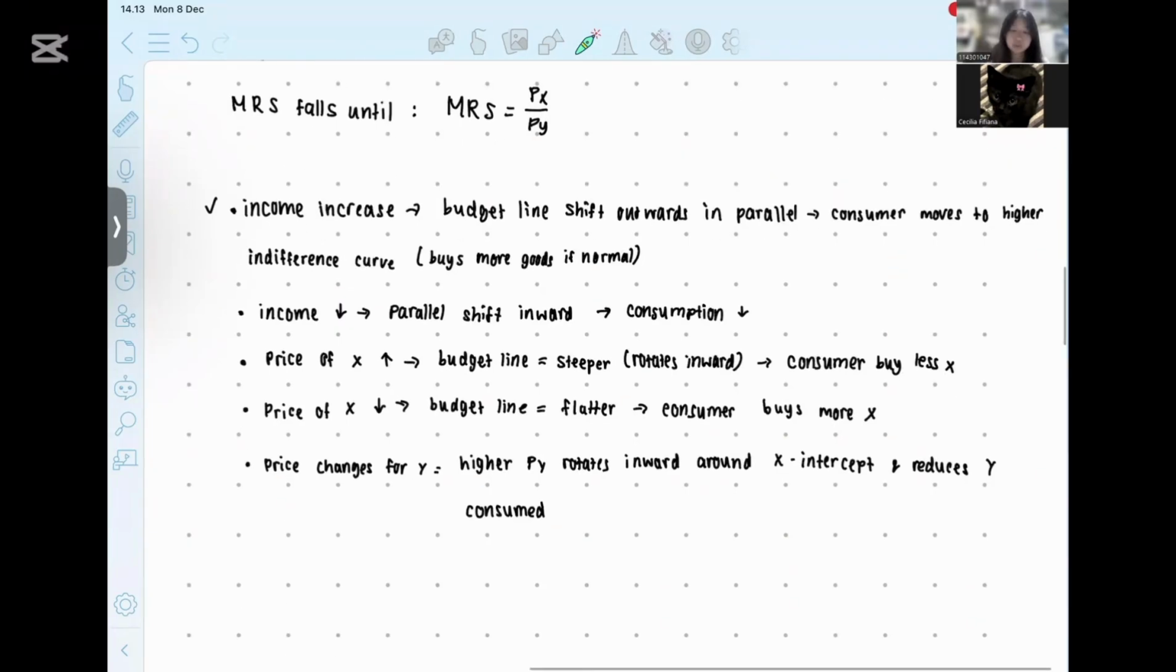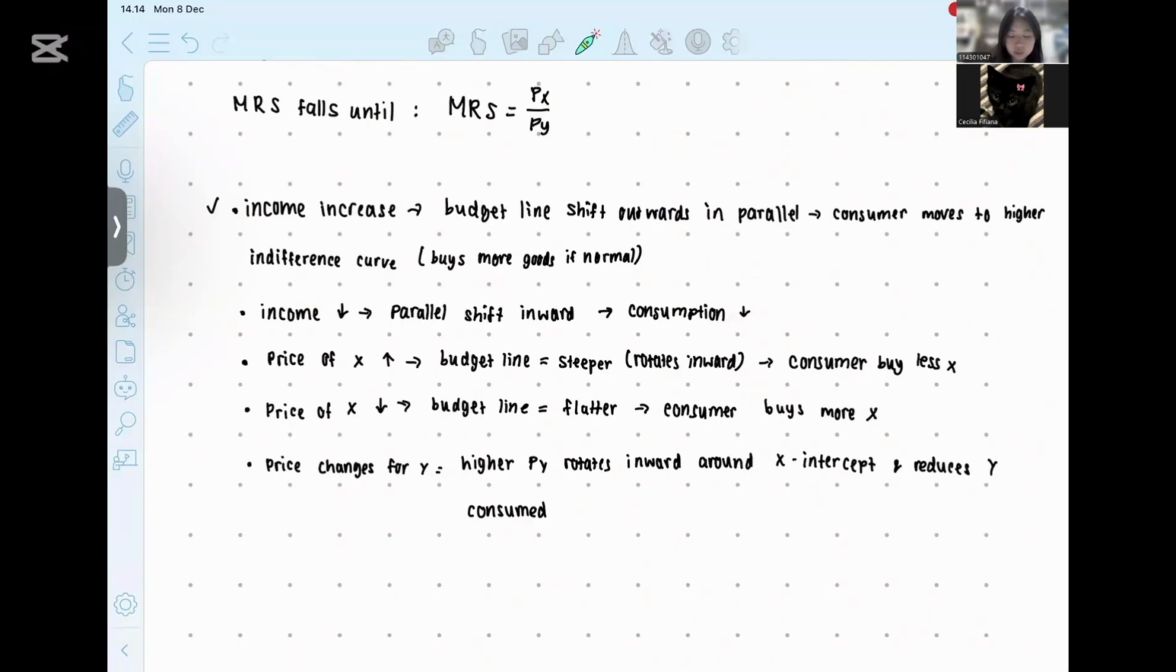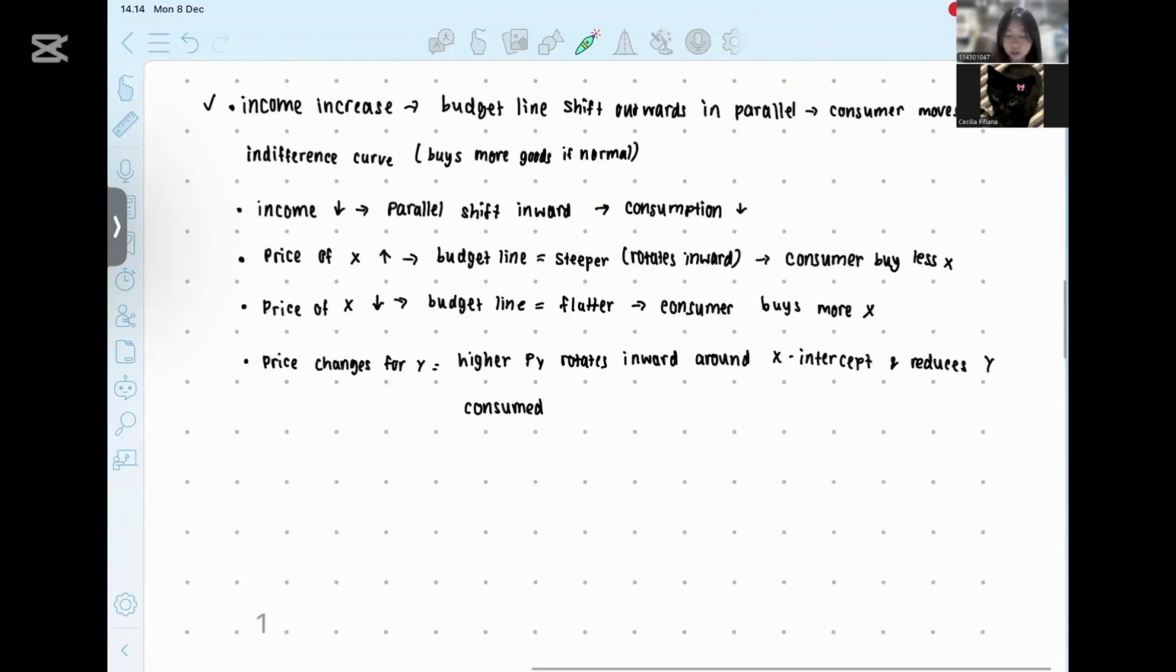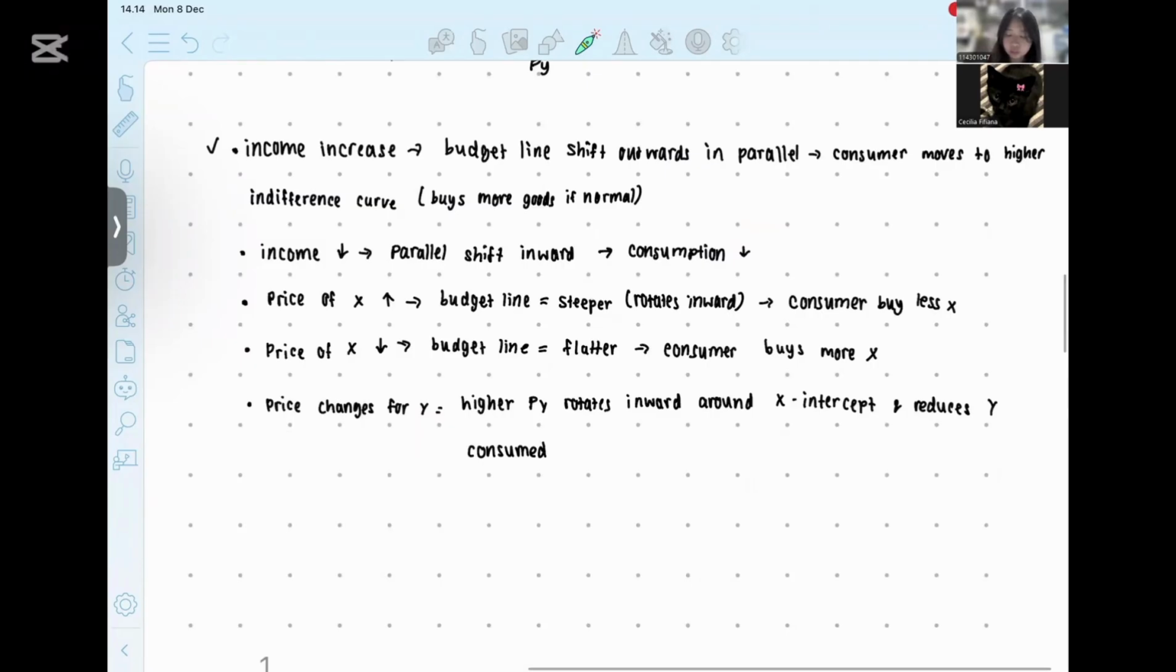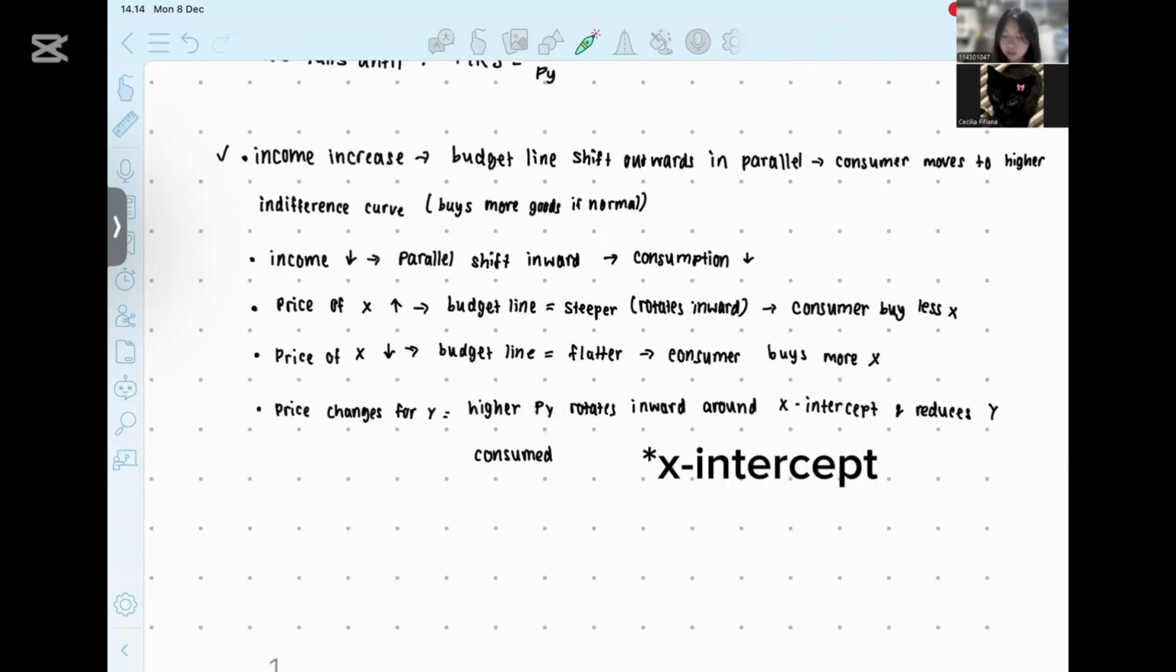For the price ratio, if the price of x increases, then the budget line becomes steeper as it rotates inward, and the consumer will buy less x. And when the price of x decreases, the budget line becomes flatter, and the consumer would buy more x. It is also the same for price changes of y. A higher py will rotate the budget line inwards around the y-intercept and reduce the y that is consumed.